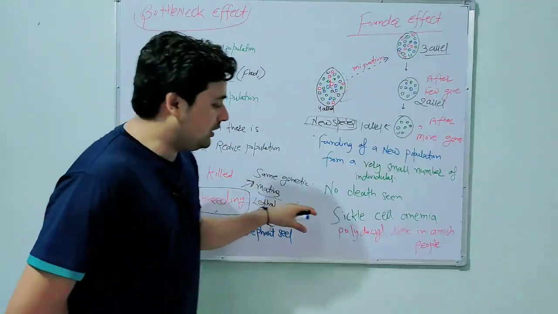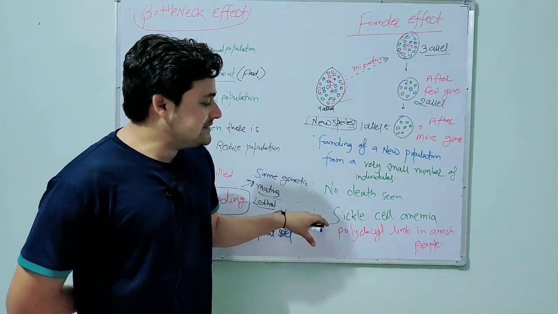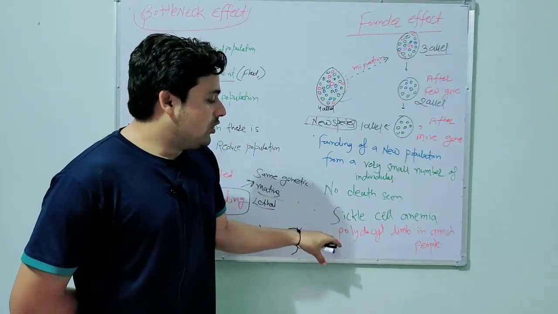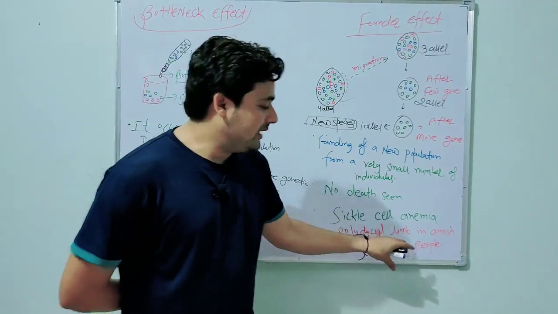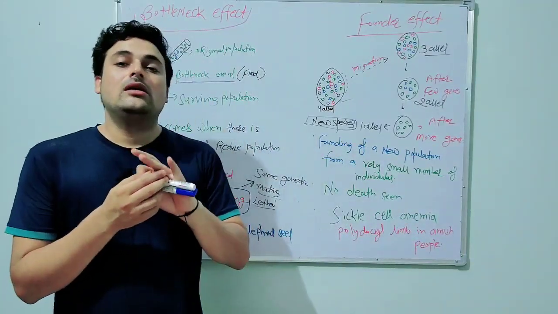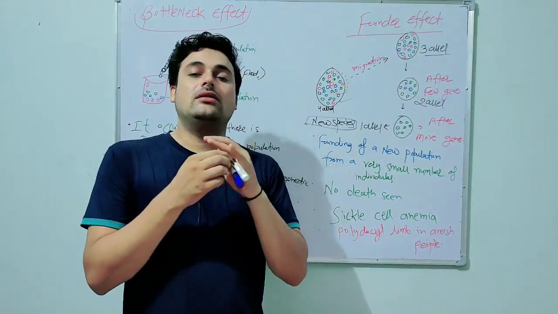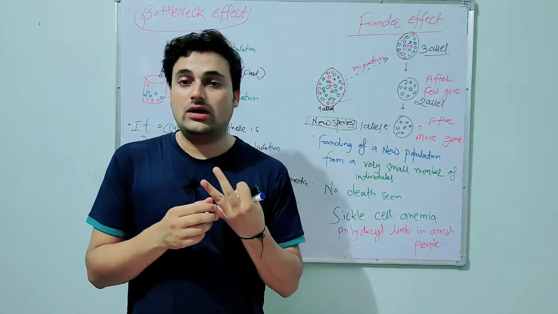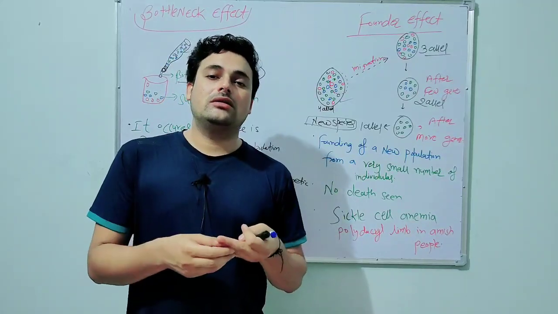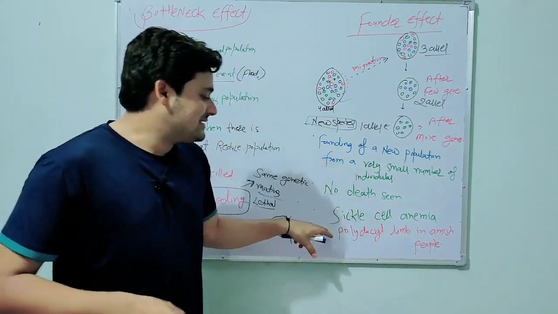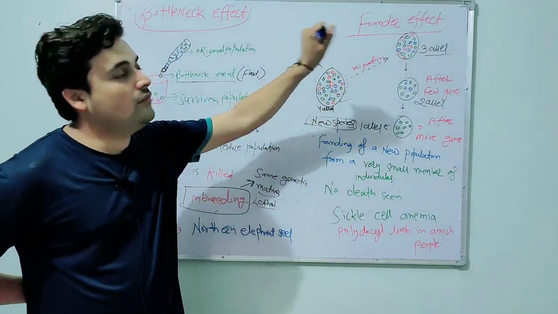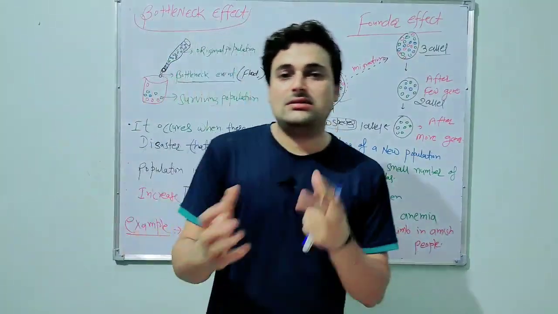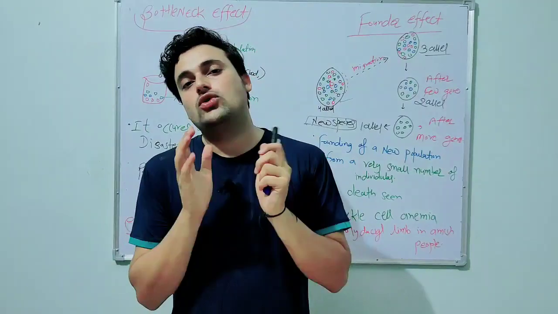The founder effect can be seen in sickle cell anemia patients, or in polydactyly in some people, because some people have the polydactyly character. One or two extra fingers appear, so this character can be the result of the founder effect. So you have to know this differentiation.